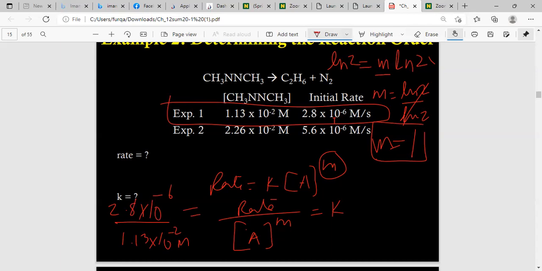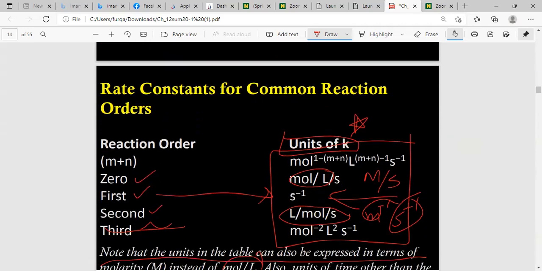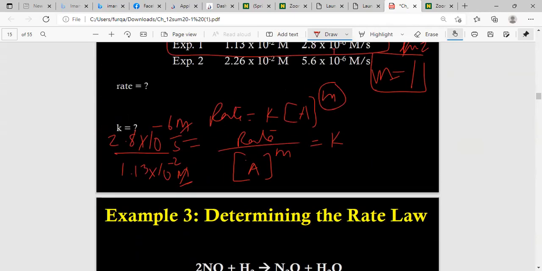So when we solve, on top it's molar per second, in the base it's molar, sorry. So molar cancels molar, and you know that k is going to be in per second, which aligns with what we have learned here: first order is going to be per second. So what is the answer when we divide it? Let me divide it. It's going to be 2.5 times 10 to the power.